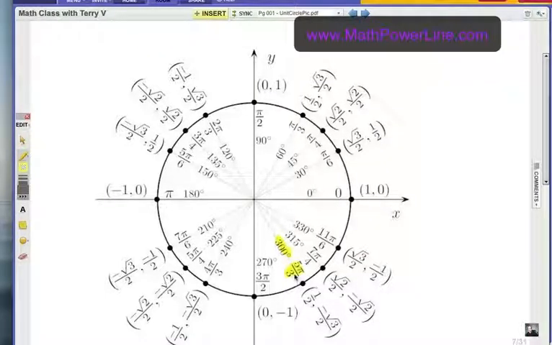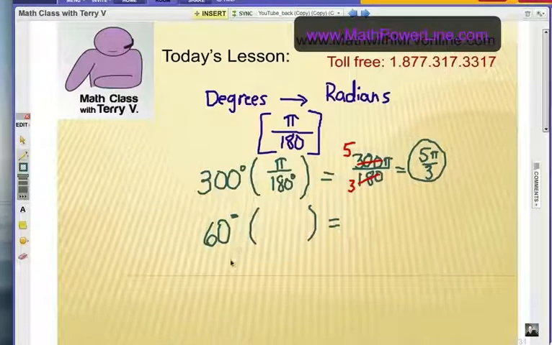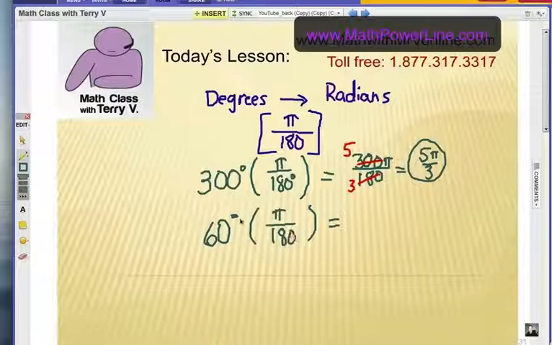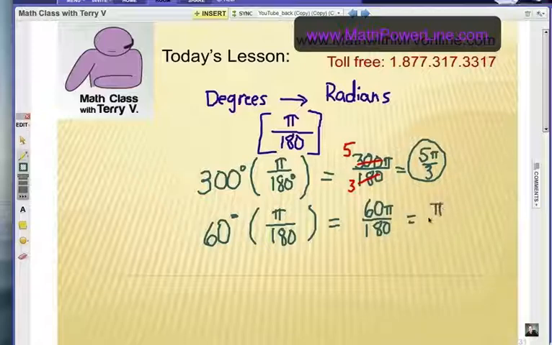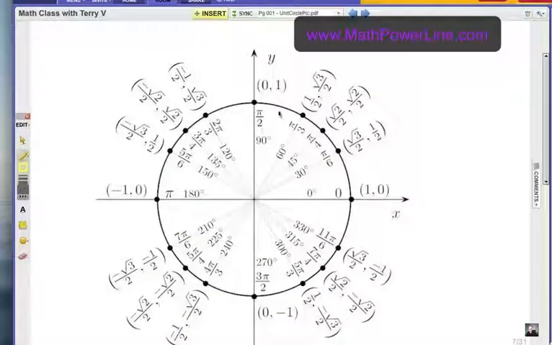All right, let's do another example. I know what 60 degrees is as a radian measure, so use the conversion ratio pi over 180. The 180 is in the denominator, which cancels out the degree units. We are going to have 60 pi over 180, and when we simplify that, we get 1/3 pi, or pi over 3. Pi over 3 radians is the same as 60 degrees. Let's check the unit circle. 60 degrees is pi over 3, or 1/3 pi. All right, very good.